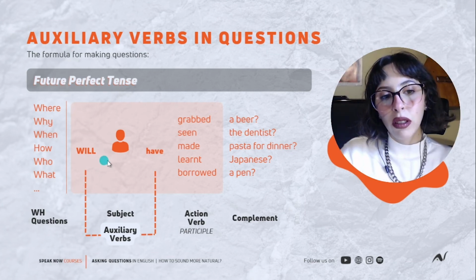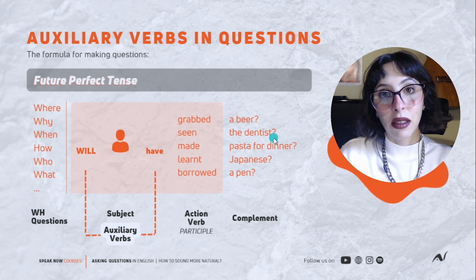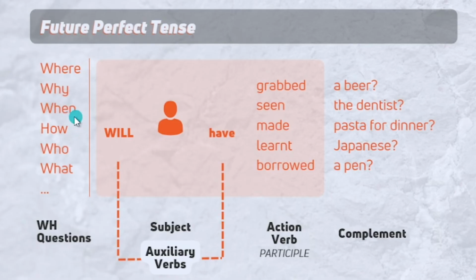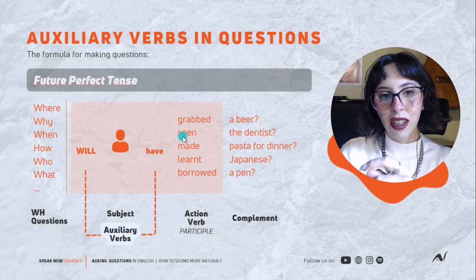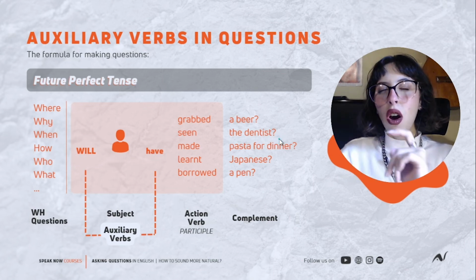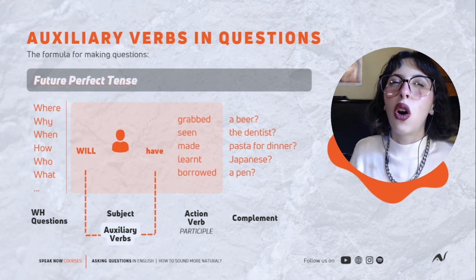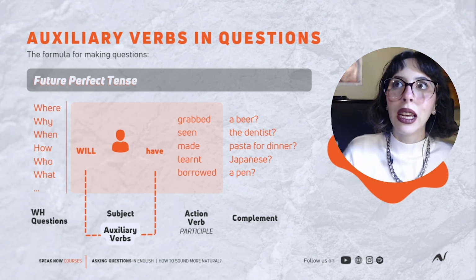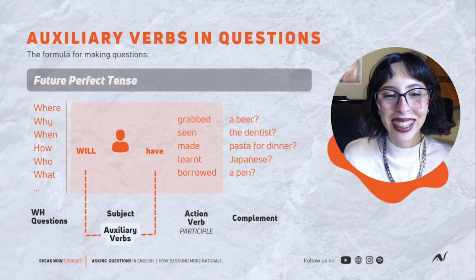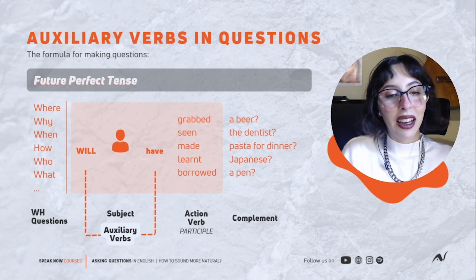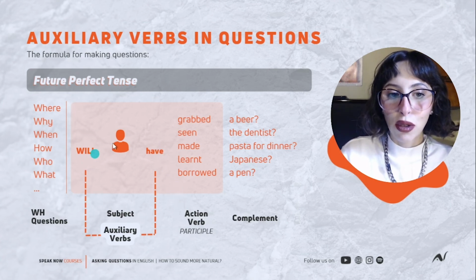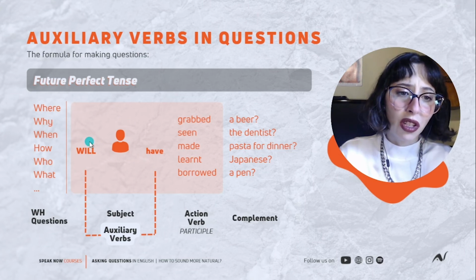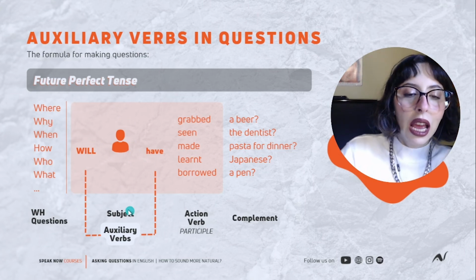When will you have seen the dentist? Repeat after me. When will you have seen the dentist? Your turn. Excellent. Oh, I will have seen my dentist only next month, only by the end of next month. All right, so this is the formula for future perfect tense. In this case, it's a little bit peculiar because you have two auxiliary verbs, but the most important one, which is will, is also anticipating the subject.